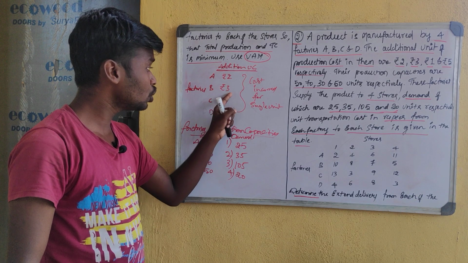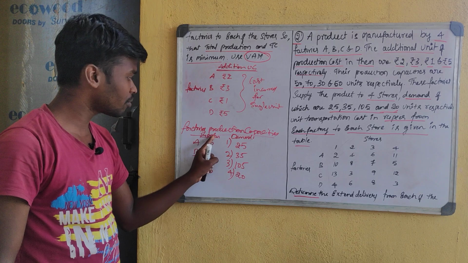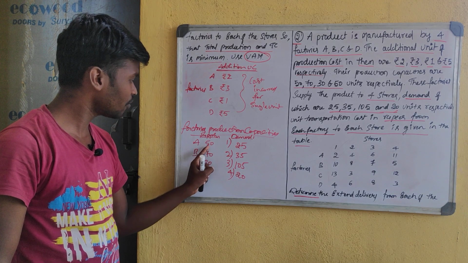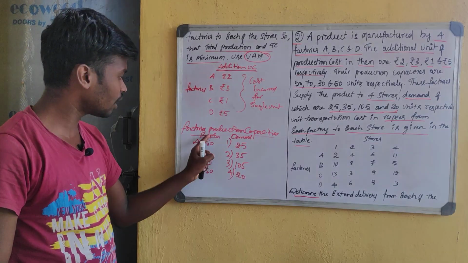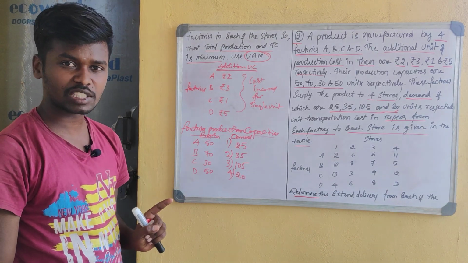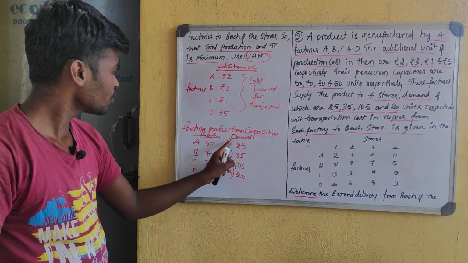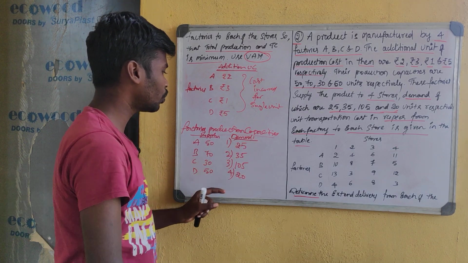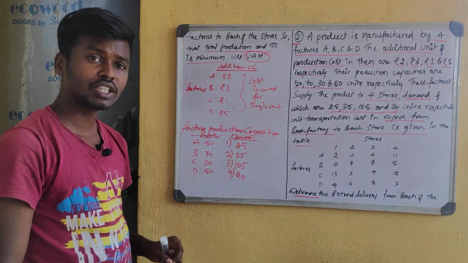So these are the unit costs you have to keep in mind, and the supply information is also given here: A 50, B 70, C 30 and D 50. You know where this supply information will be required, to calculate the total transportation cost and to match demand and supply. And you also know where to put this demand information: 25, 35, 105 and 20.